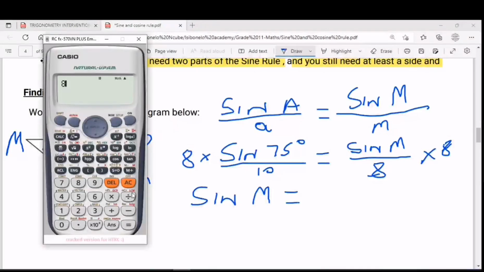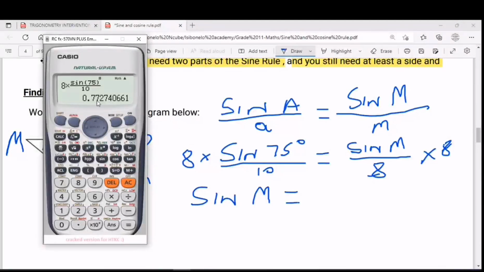So we've got 8 times sine 75 over 10. Make it a decimal; you could also leave it in set form, but make it a decimal. So it comes out as 0,772740661.